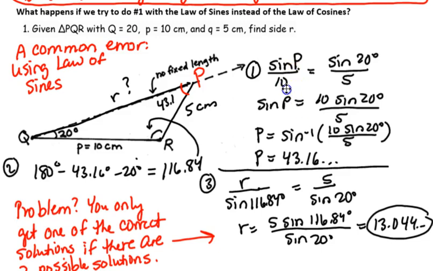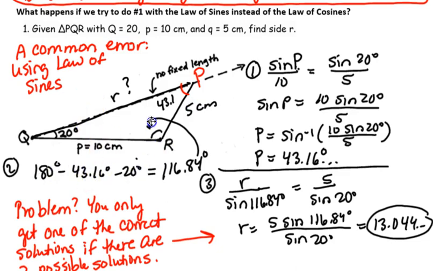So sine of P is 10 times sine of 20 divided by 5. So P is the inverse sine of 10 sine of 20 divided by 5. And if you do this on your calculator, you'll get an angle of 43.16 degrees. That's what angle P is right here, which looks very reasonable. Now, in order to find R, I'll subtract the two angles I know from 180 to find the third angle. So angle R turns out to be 116.84 degrees.